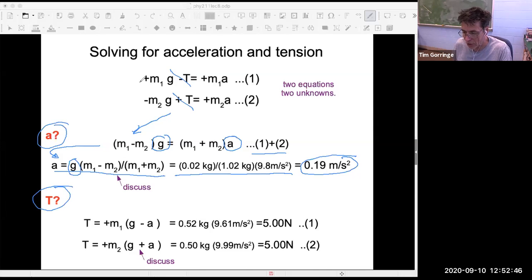Once you've got the acceleration, it's then easy to figure out the tension. Because you could go back to equation number one and say, well, look, I know what the acceleration is now, so I can just rearrange it for the tension. I did that here. Or you could equally well use equation number two, and go back and say, well, now I know the acceleration, I can rearrange it for the tension. And so you could use either of these two equations, and you find that in our particular case, the tension in the string is 5 newtons. And so that's how we solve that problem.